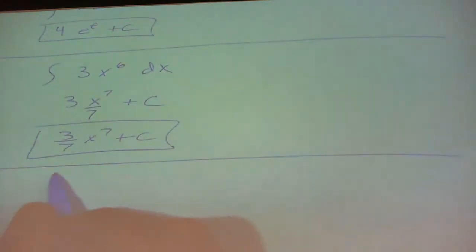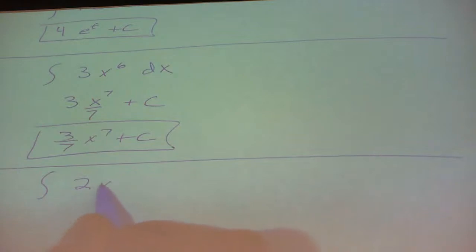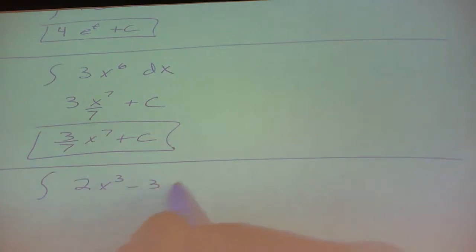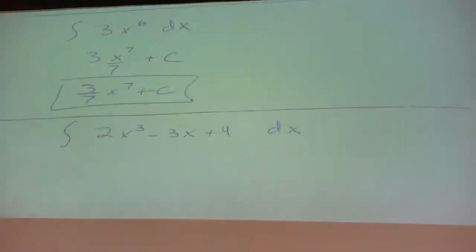Next one. What if I have the integral of 2x to the 3rd minus 3x plus 4 dx? So if I have 3 things, what would you do? Take the integral of each one, just like with the derivatives. And you can check it by taking a derivative at the end. I'm not trying to overcomplicate it, but also not trying to simplify it. Don't want to make it complicated, don't want to make it simple, just make sure we understand.